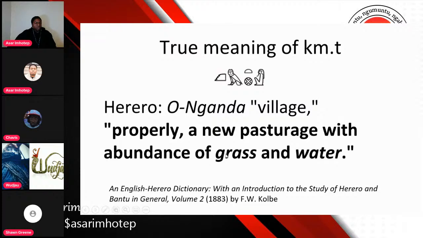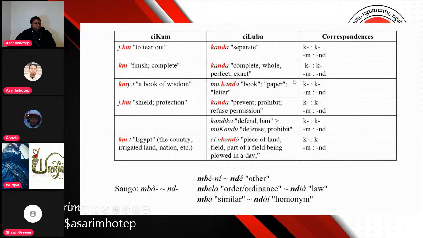So when we defined the word Kemet, we said that it corresponds to the Herero language, Nganda, a village, or properly a new pasturage with an abundance of grass and water. And here's the dictionary entry where you can find this meaning, because we did this based upon the regular sound meaning correspondences of the related languages. So we're not throwing stuff out of the wind.